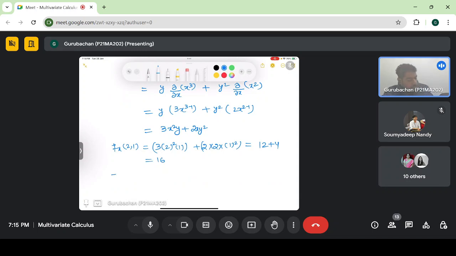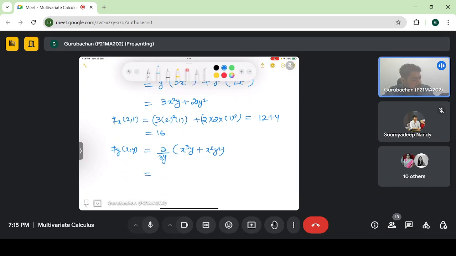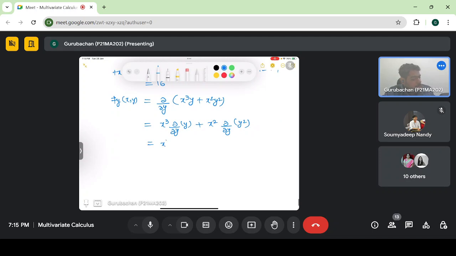In the similar way, we can find out f_y(x, y). So the change will be only that now we have to differentiate with respect to y, keeping x as constant. So if we do that, it will come out to be x cube del over del y of y plus x square del over del y of y square. So it will come out to be x cube plus 2x square y, and f_y at (2, 1) will be 2 cube plus 2 into 2 square into 1. It will come out to be 8 plus 8, again the answer is 16. Okay. If everybody is convinced with these answers, can we move to the next question?